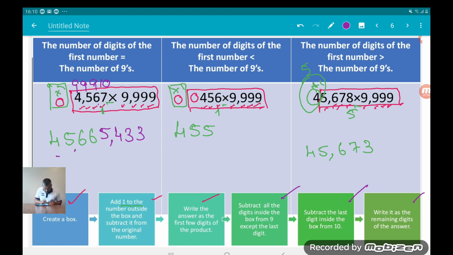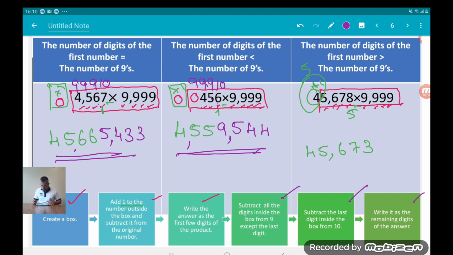Now let us look at the second problem. Let's do that. So we have to write 9, 9, 9, and the last digit we have to write 10. So what is 9 minus 0? We get 9. What is 9 minus 4? We get 5. What is 9 minus 5? We get 4. What is 10 minus 6? We get 4. So we get the answer already.